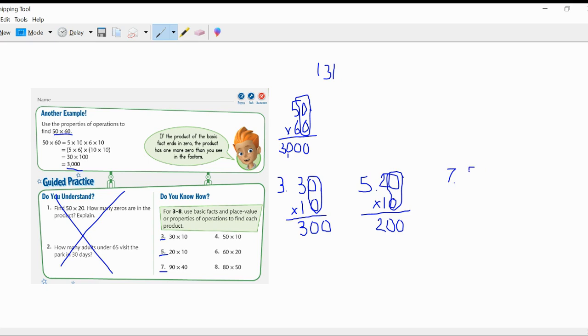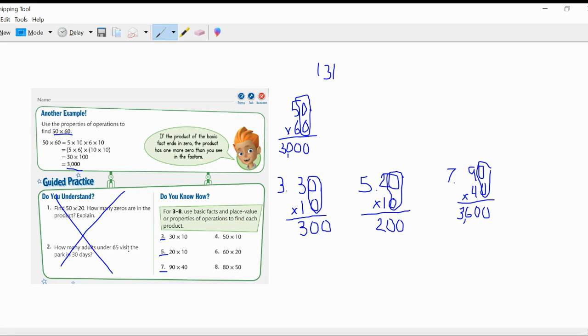And now number 7, we have 90 times 40. I saved my zeros for the end. I think about 9 times 4, which is 36. So I'm going to put the 36 down and then put my 2 zeros on the end. So my answer would be 3,600.